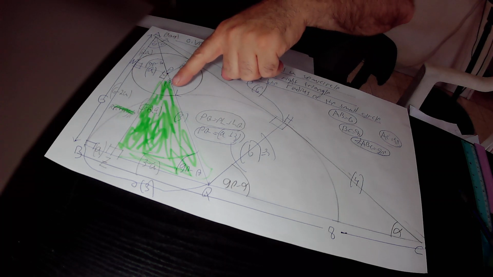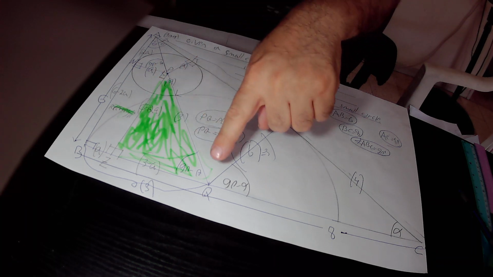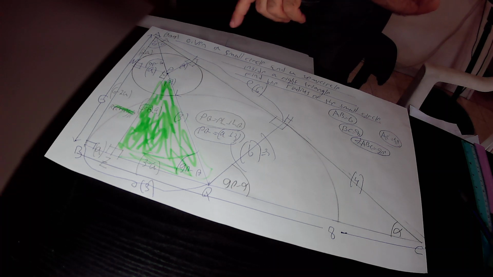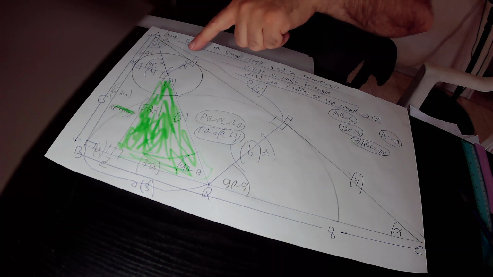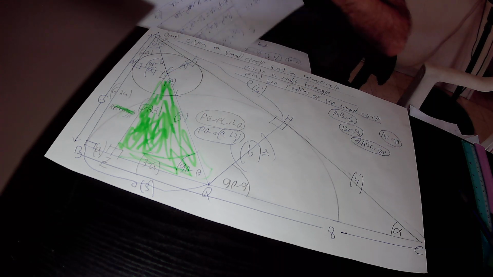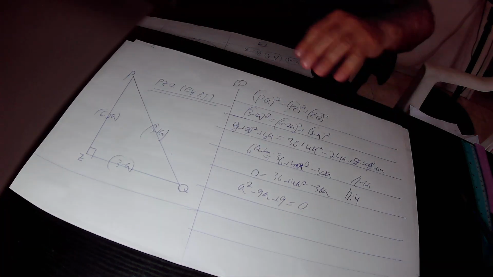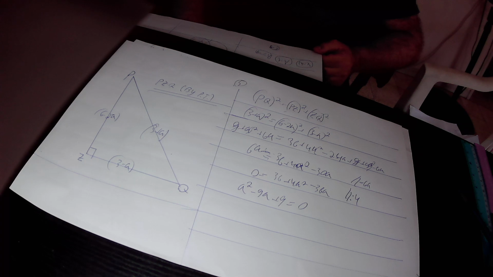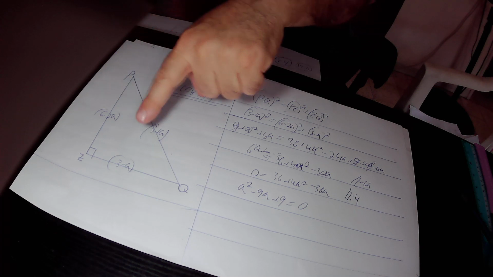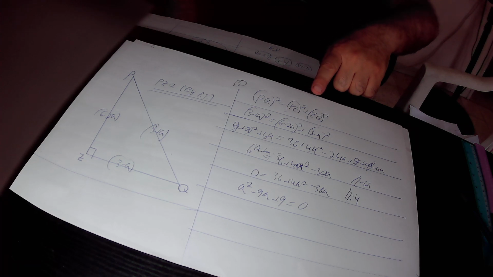Side PZ equals 6 minus 2A, and side ZQ equals 3 minus A. So in the next step, I copy the right green triangle PZQ in the new page and implement the Pythagoras theorem in it. This is the right green triangle PZQ that I got from the original drawing. According to the Pythagoras theorem, PQ square equals PZ square plus ZQ square. Again, PQ square, that is the square of the hypotenuse, must equal PZ square plus ZQ square.